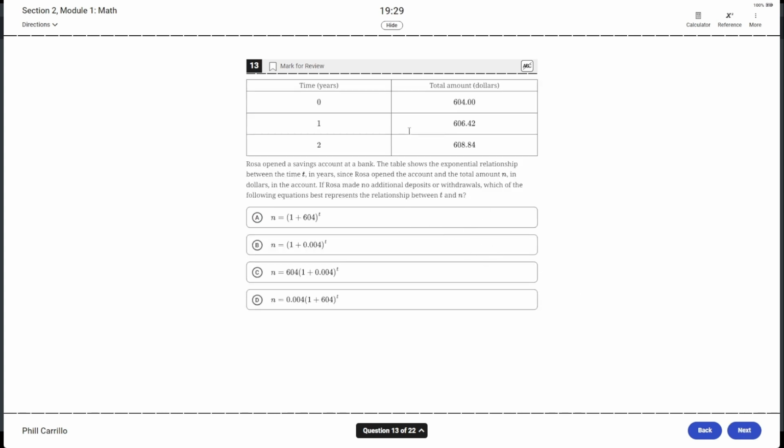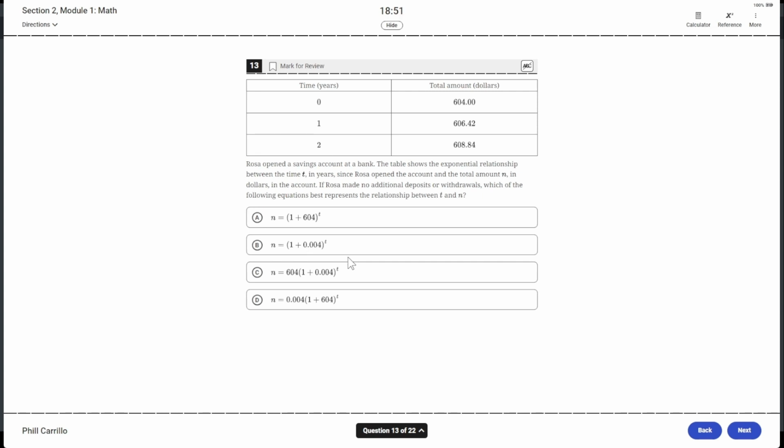What am I looking at? Rose opens a savings account. The table shows an exponential rate, really? Oh, it's a really small rate from $4 to $6. That's a small rate of exponential growth. Rose opens an account with a total amount of N dollars in the account. If Rose made no additional deposits, which of the following equations best represents the relationship between T and N?